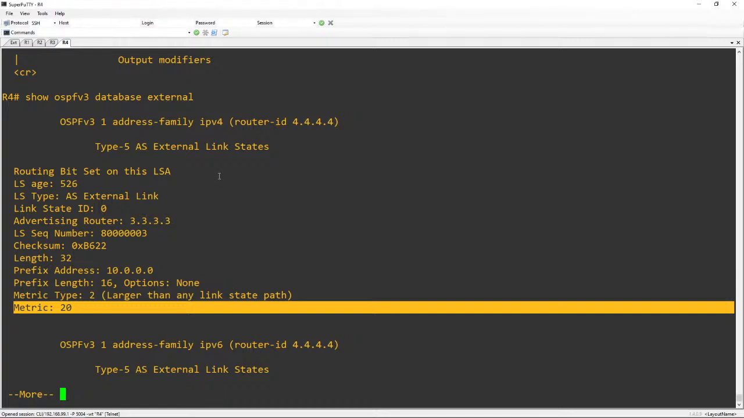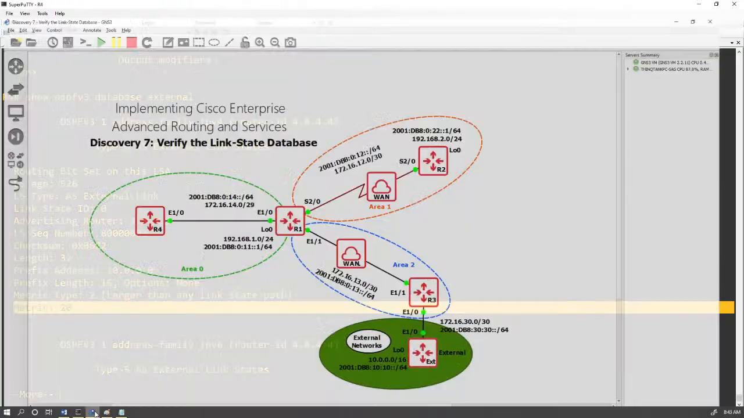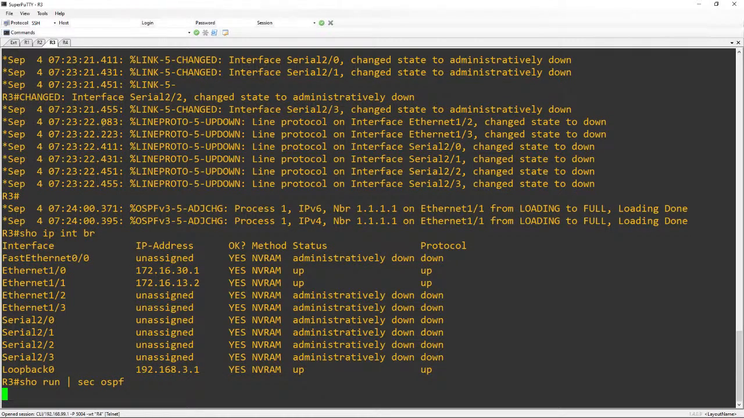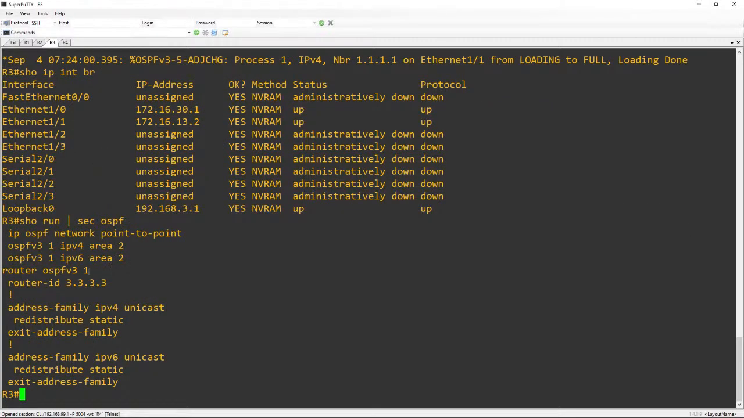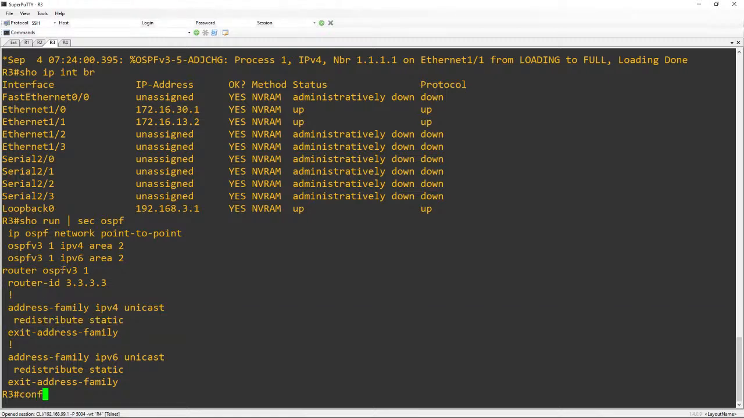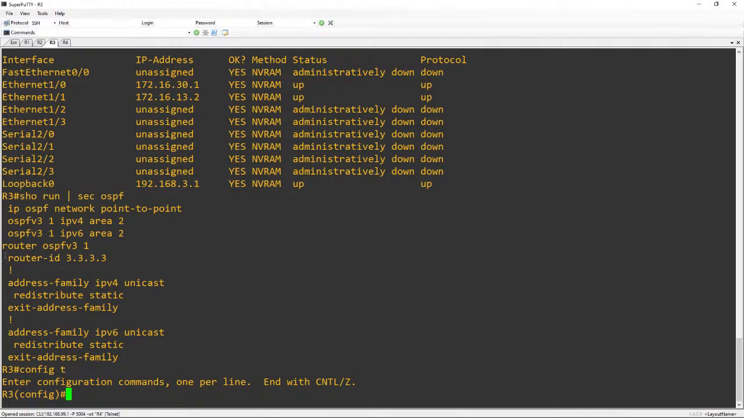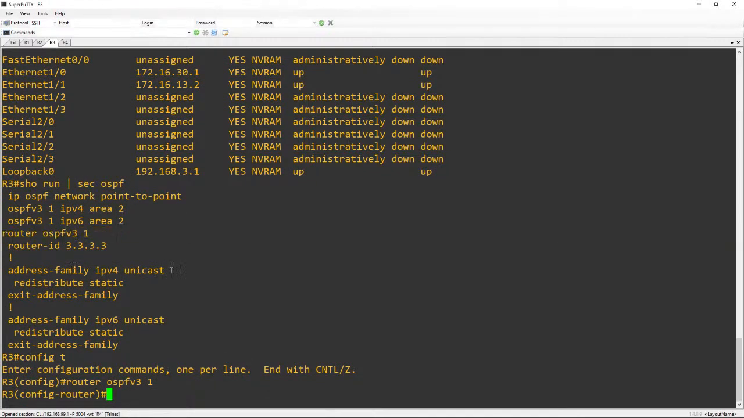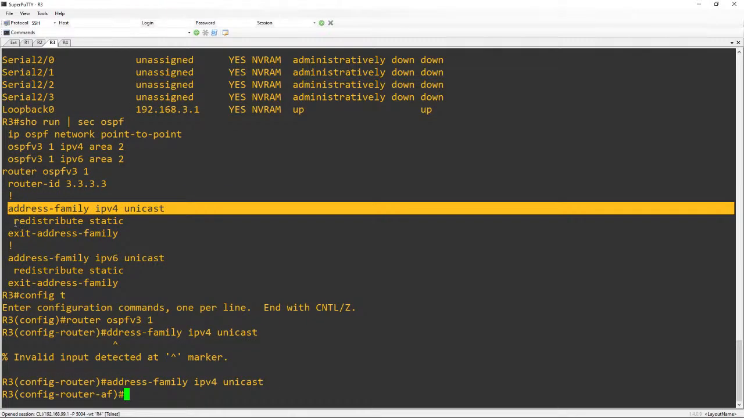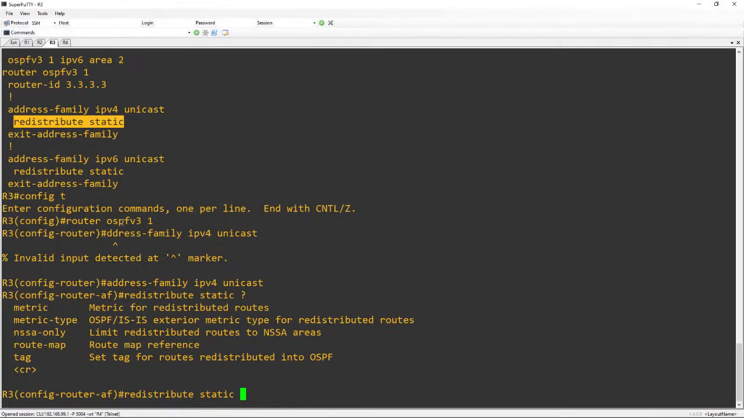We could change that. We could change it to a type 1. In fact, let me do that real quick. Go to router 3. And let's do a show run section OSPF just to see how the redistribution is taking place. They are just simply doing redistribute static. So I'm going to change that behavior. And I'm going to come into OSPF and under address family v4, and I'm going to say redistribute static, and I have the option now of setting the seed metric if I want to change the seed metric, or changing the metric type.